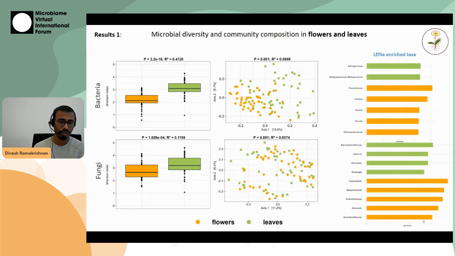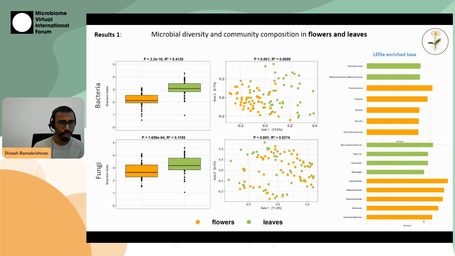So for the first result, we were able to see a clear microbial diversity and composition pattern between flowers and leaves. The leaves always show a higher diversity than flowers. Also, the distinct cluster between flowers and leaves is shown in the PCoA plot. Further, we looked into LEfSe analysis to highlight specific taxa in each compartment, for example, Pseudomonas in flowers and Sphingomonas in leaves.